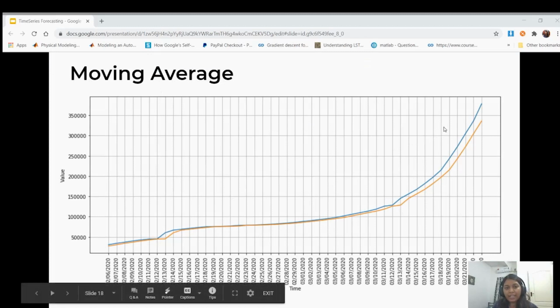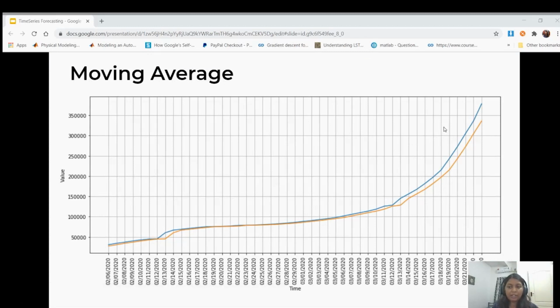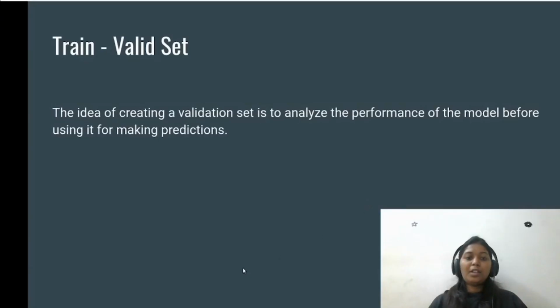So both naive and moving average are very basic algorithms, and the trend has been similar, but you can see it's just a little distorted curve, and there's a lot of error, approximately 10,000 difference.